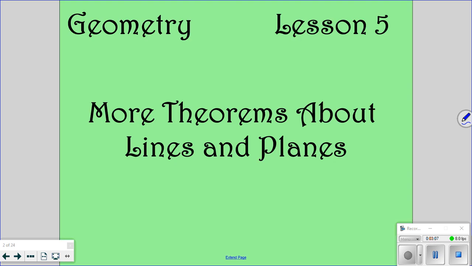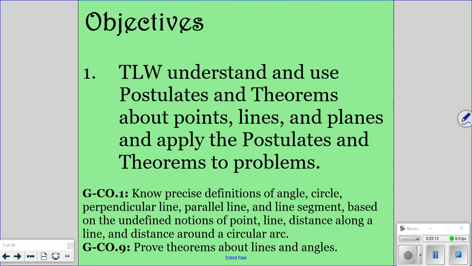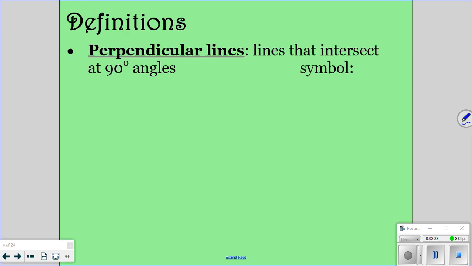So we're looking at lesson 5 today. We're going to look at more theorems about lines and planes. So hopefully after this lesson you will understand and be able to use postulates and theorems about points, lines, and planes and apply them to some problems. So we're going to look at a little bit more with definitions.